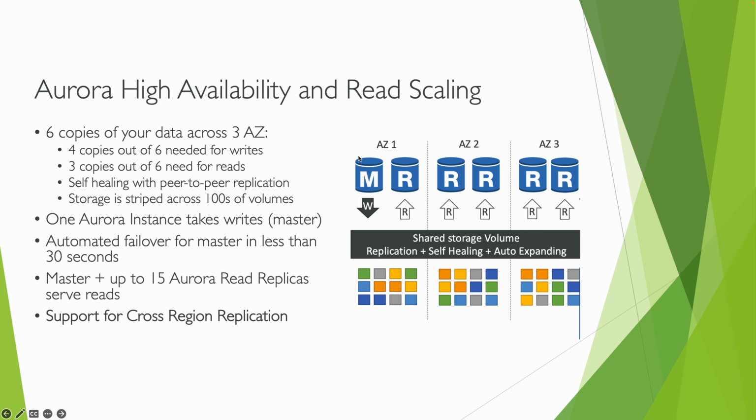Whenever the master fails, within 30 seconds any of the read replicas will be promoted as master, and that will receive the writes and write the data into the database. You can have a master plus up to 15 Aurora read replicas, and it also supports cross region replication. These are the features provided by AWS Aurora.